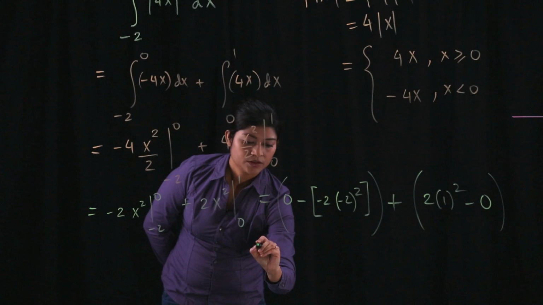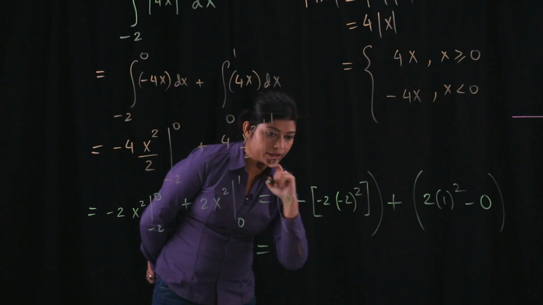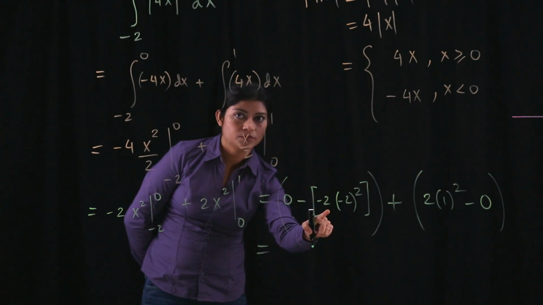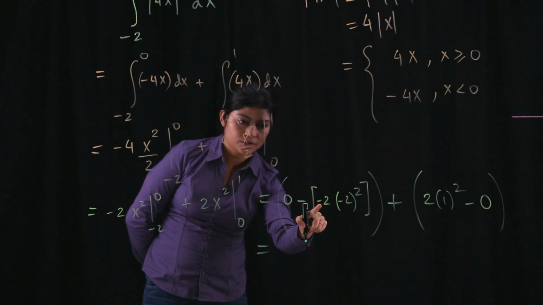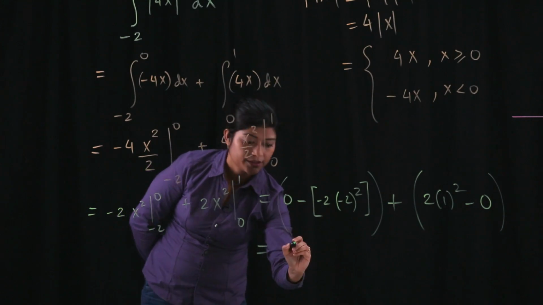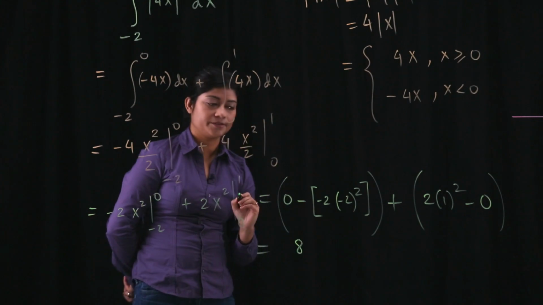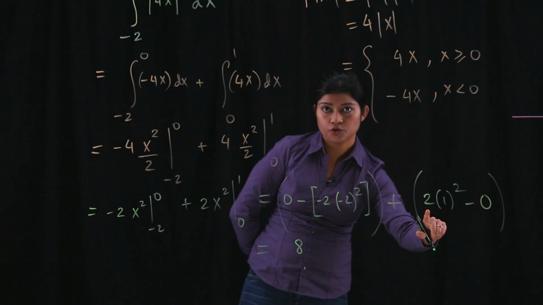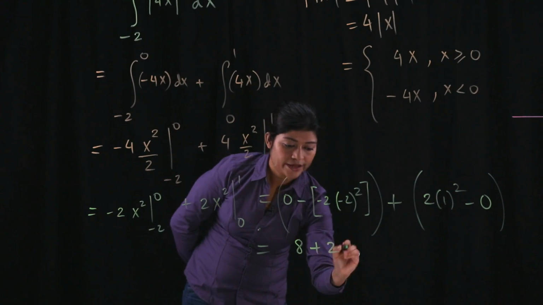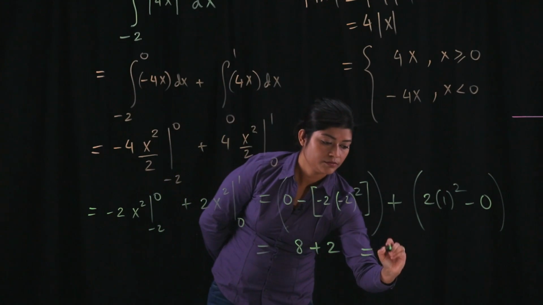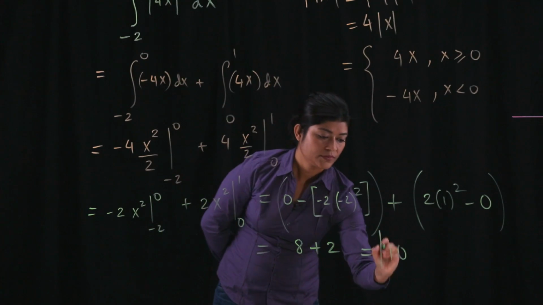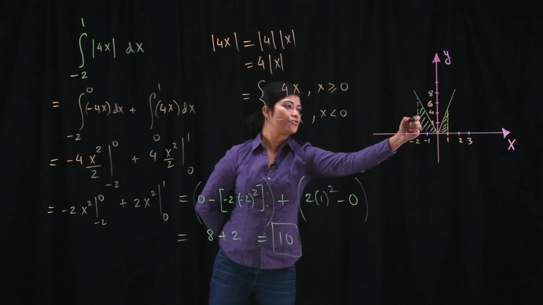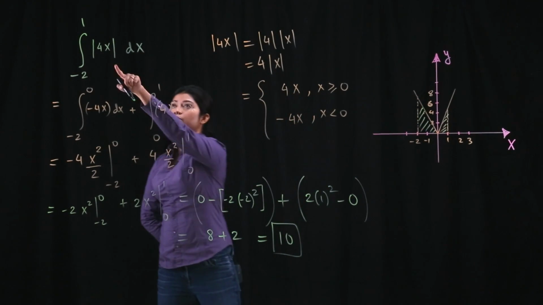All right, so let's simplify. Notice this is just 4 times 2, that's 8 with a negative, so -8 with a negative on the outside, so this is just +8. And here, 1 squared is 1, 1 times 2 is just 2, so you add 2. So the total is 10. So 10 square units is the area of this region under the curve absolute value of 4x.